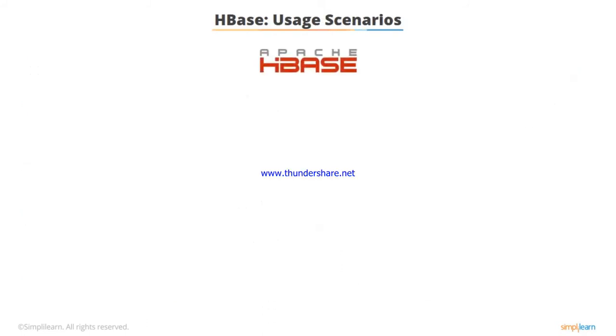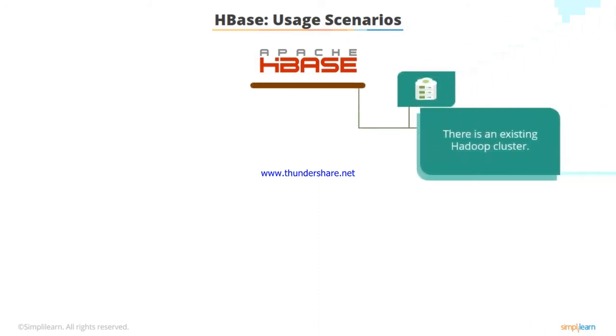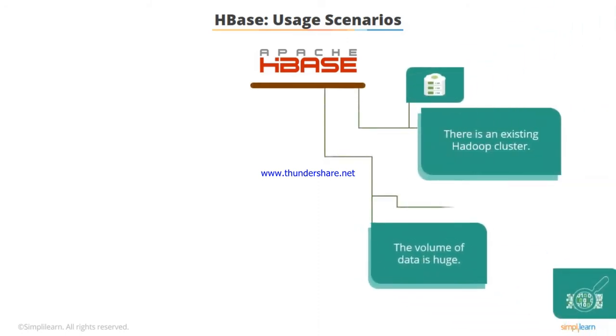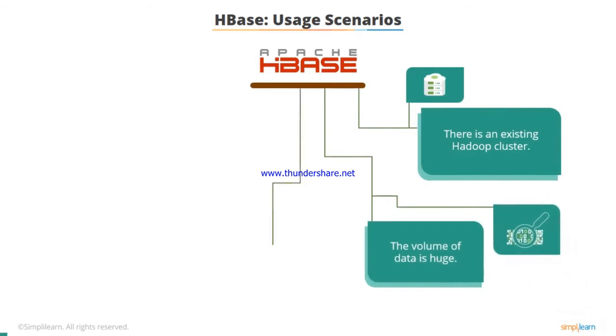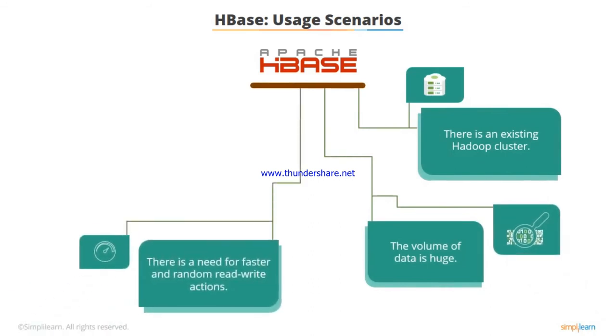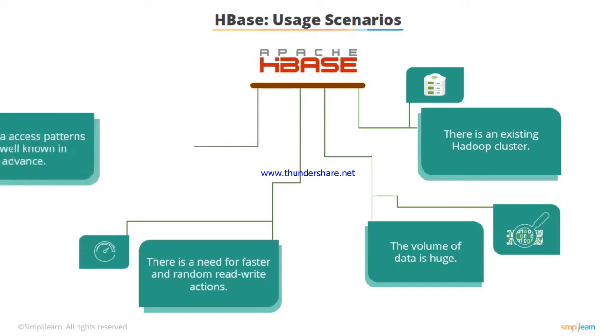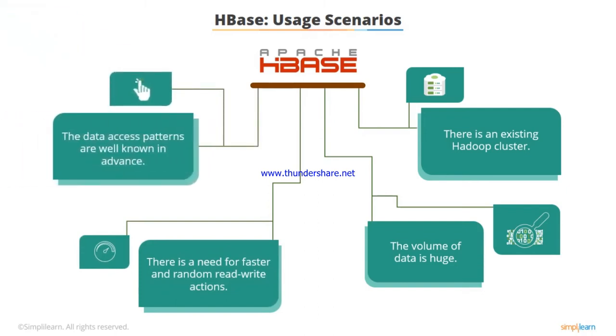HBase can be considered the database solution in any of the following scenarios. There is an existing Hadoop cluster. The volume of data is huge. There is a need for faster and random read-write actions. The data access patterns are well known in advance. HBase also uses a Java API, and HBase tables can be used as input to MapReduce jobs as well as to Hive and Pig tasks. HBase can also be implemented in a Lambda architecture that combines real-time analytics with batch processing.